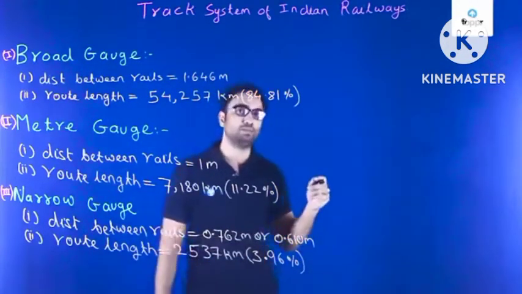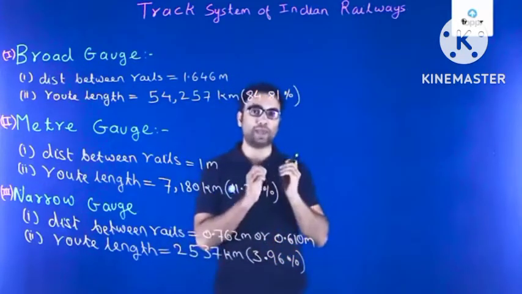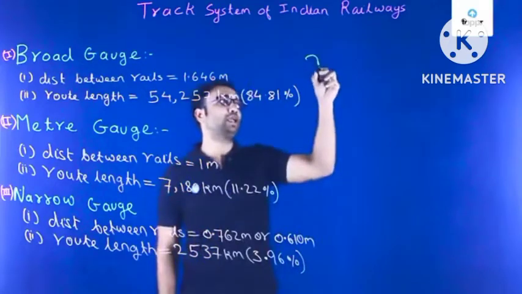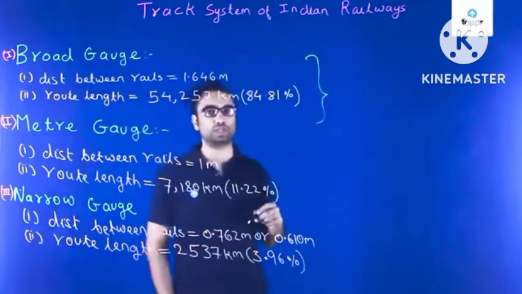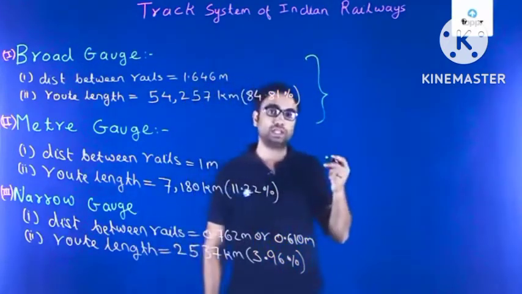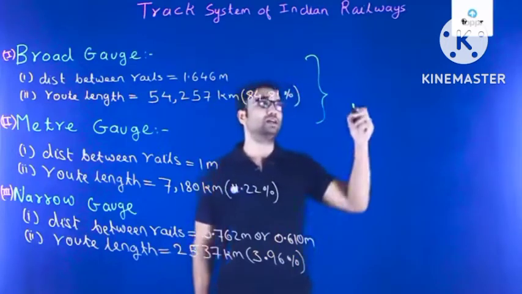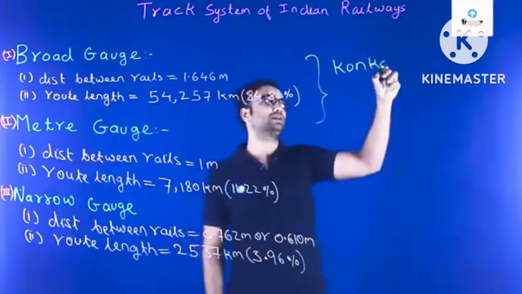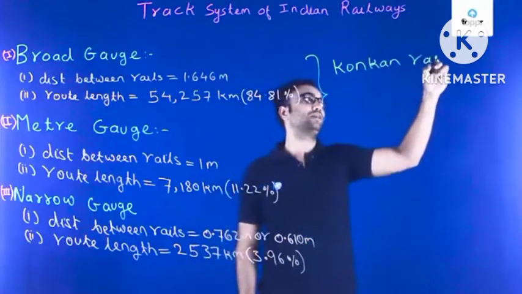We must also remember that there is one very peculiar and very special feature of the broad gauge in India. The broad gauge, which is in the western coastal area, is a special kind of engineering marvel. Now, the name of this railway is Konkan Railway.